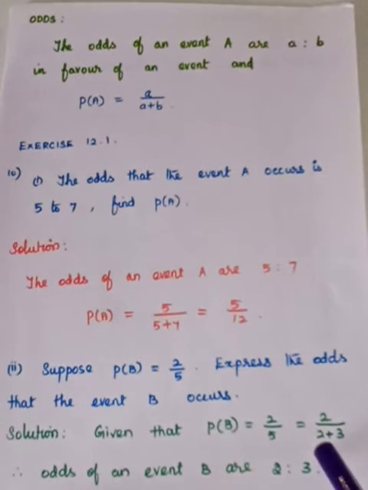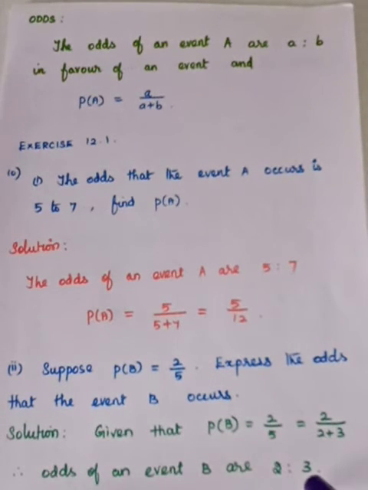Why have I written 2? 2 is favorable to B. So therefore the remaining 3 is unfavorable to B. So this 5 can be written as 2 plus 3. Now we have to write the odds. Odds means first you write the chances favor to B, next the chances unfavorable to B, that is against B. So 2 chances favor B and the remaining 3 chances are against B. So the odds is 2 is to 3, or you can say the odds of an event B is 2 to 3. In this way also you can write.